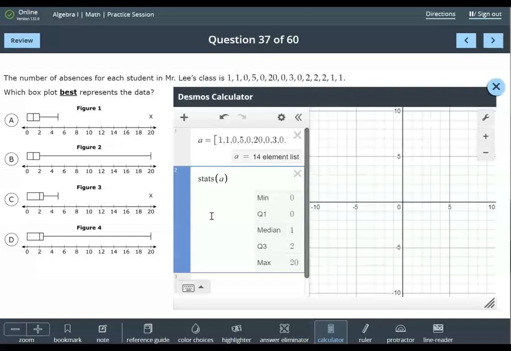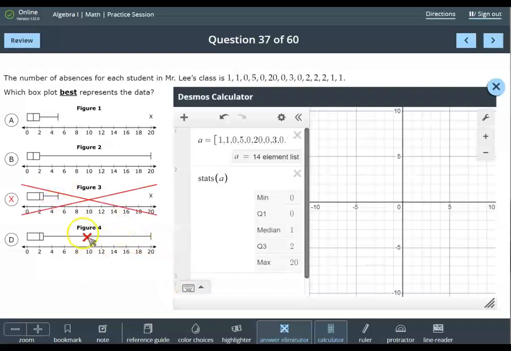The median is that vertical bar in the center of your box, and the median is 1. Well, right now I notice that A has a median of 1 and B has a median of 1, but C and D both have medians of 2, so those are out. I'm going to click the answer eliminator, and I'm going to cross out figures 3 and 4 because the bar inside the box is not where it's supposed to be. It was supposed to be at 1.